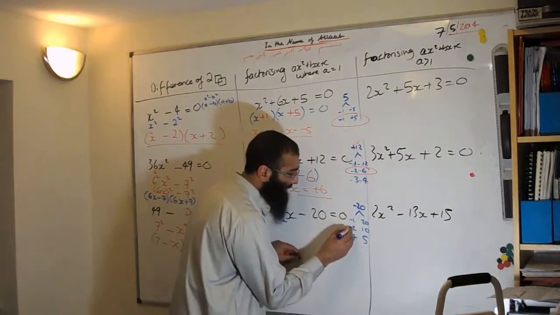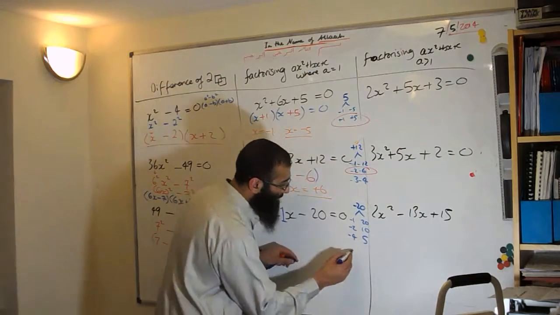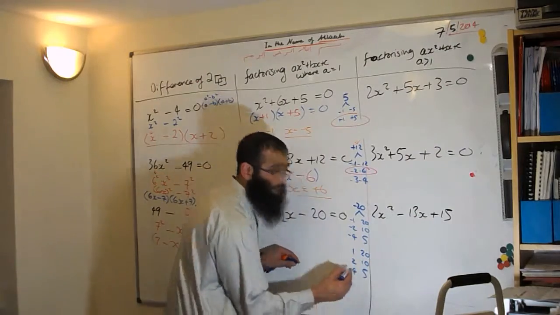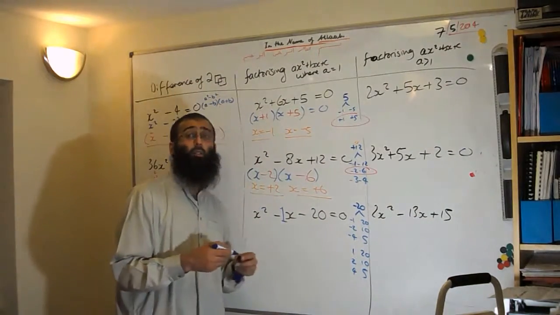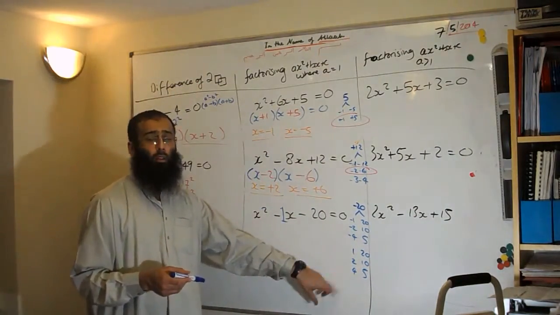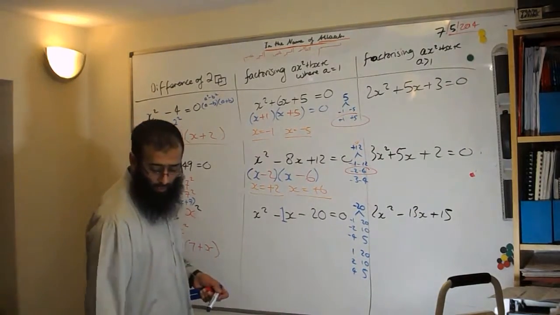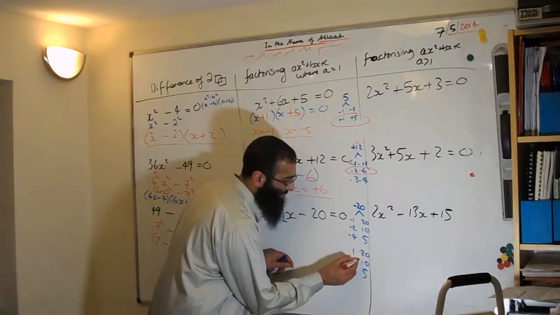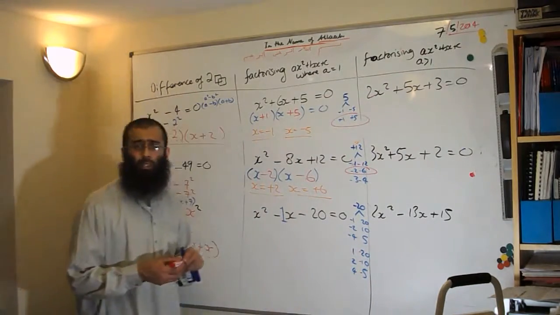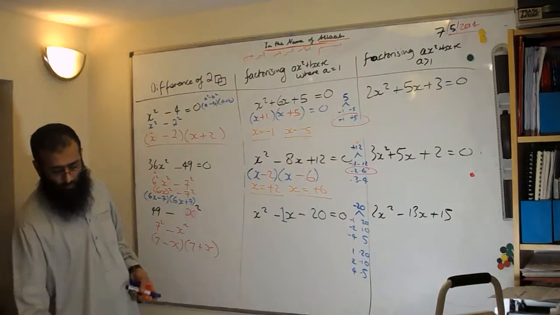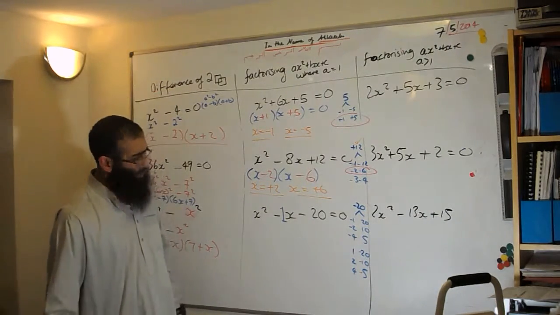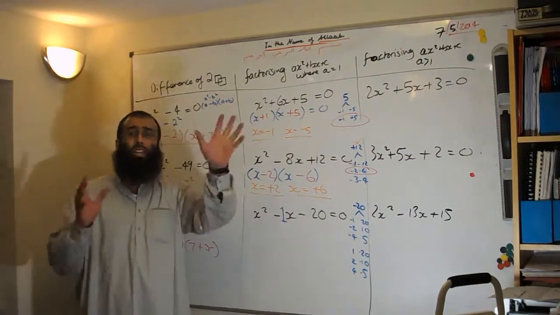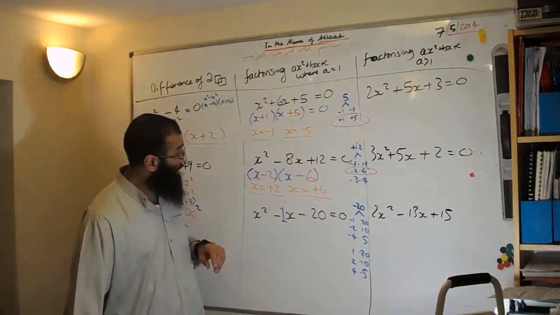Now, to get minus 20, we can have all these. Let's write them again: 1 and 20, 2 and 10, 4 and 5. Either we can have all the first numbers negative, or we can have all the second numbers negative. So we have a complete list of all the factor pairs of minus 20, every variation, so nothing is missed out.